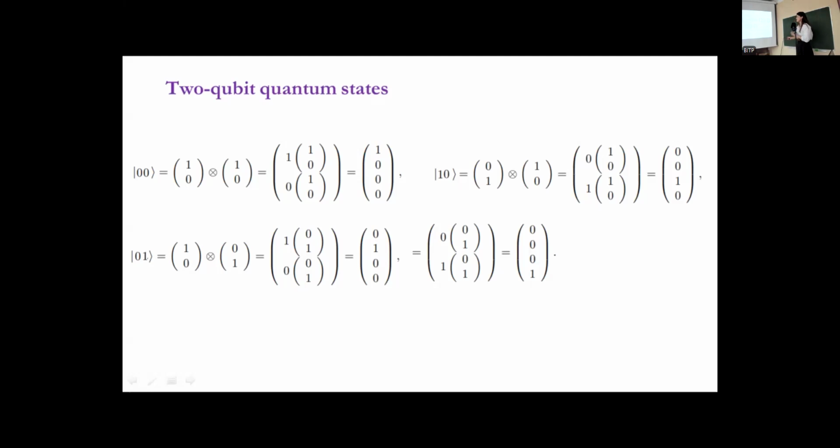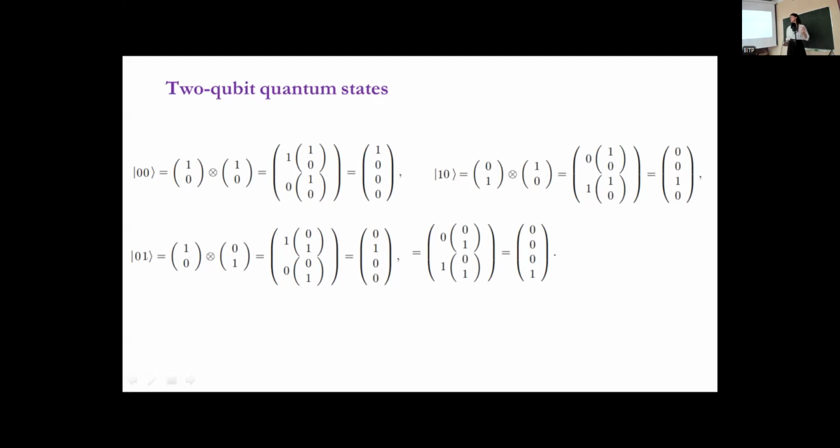So you can do all these calculations by yourself, because it's very simple to multiply 1 by 0, 1 by 1, 0 by 0, 0 by 1, and obtain all these vectors. And here, sorry for this, here it should be state 1, 1, and we obtain the following vector.